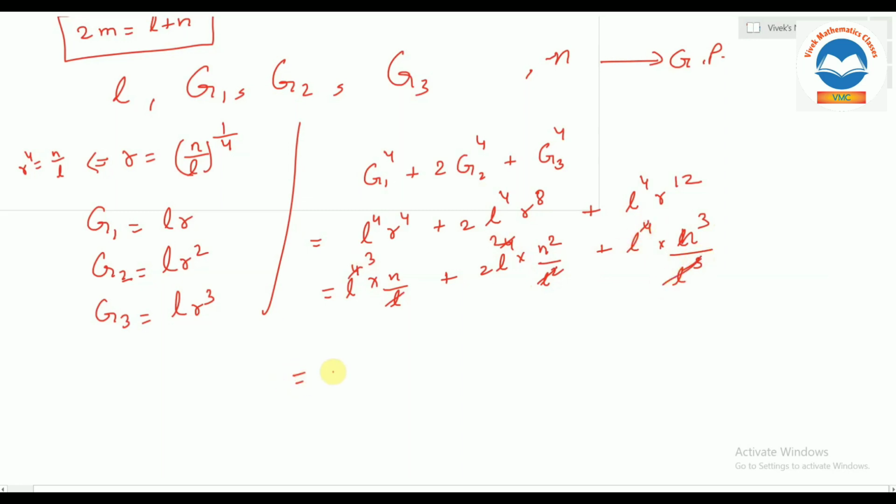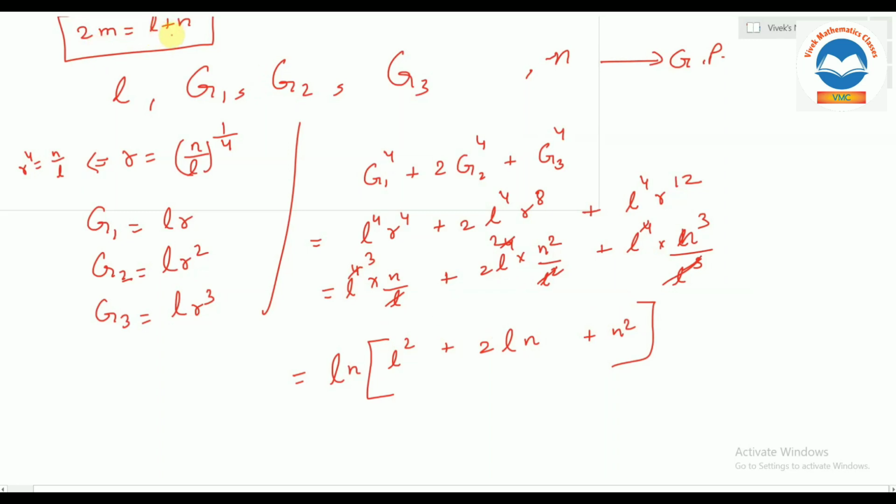So what can we take common in total? We can take L into n. If you take Ln common, what we will get here? L square plus here 2Ln plus, what will be the next term? Here L value we have taken common, so only n square will be left. Now we know one relation. What is that relation?